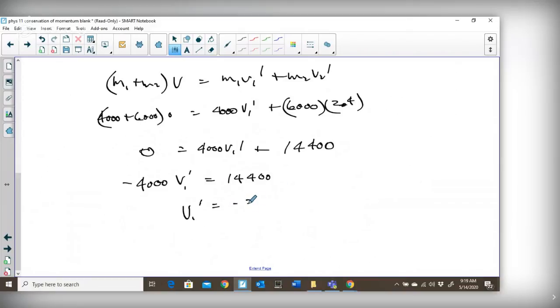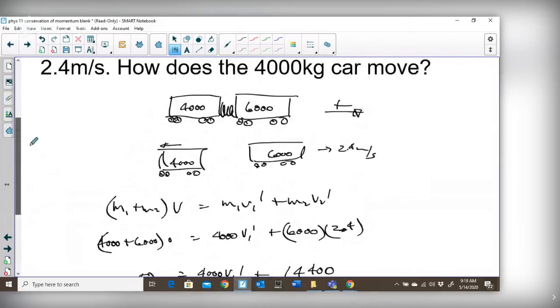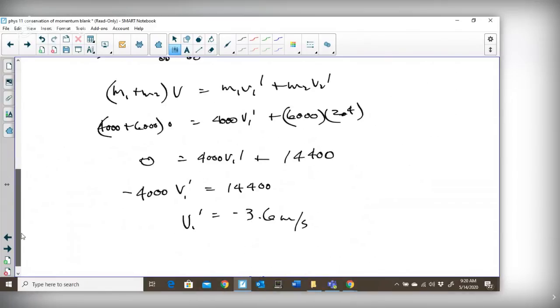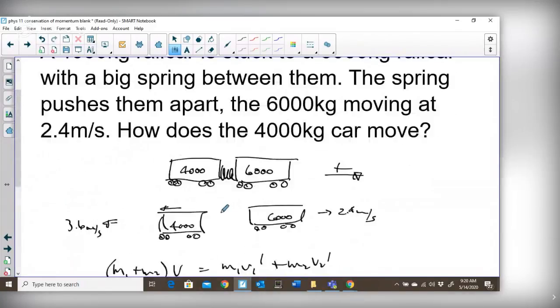And that comes out to be negative 3.6 meters per second. So what we have is the spring between. This one moves off at 2.4. This one is going to be moving off at 3.6 meters per second in the negative direction. So it's going towards the left. That's what that negative sign is telling us. Does that make sense?